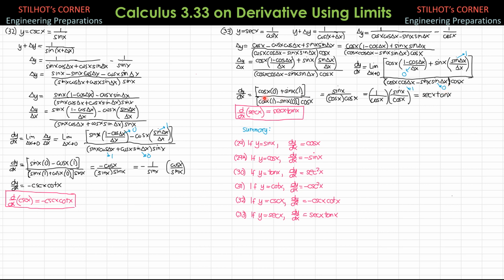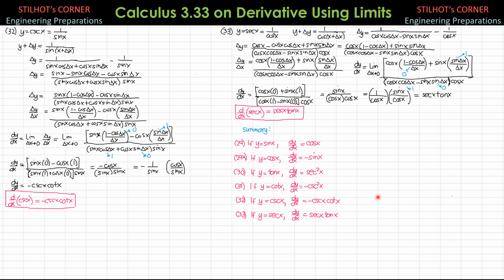So that reduces to cosine x times 0 plus sine x times 1, over cosine x times 1 minus sine x times 0, close, times cosine x. Which simplifies to sine x over cosine x times cosine x. Rearranging, we have 1 over cosine x times quantity sine x over cosine x. 1 over cosine x is secant x, sine x over cosine x is tangent x. Therefore, the derivative of secant x is secant x tangent x.